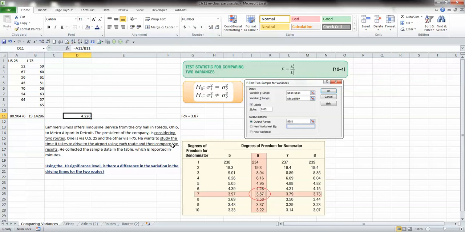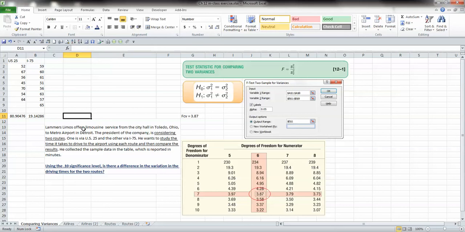So we took our sample, we got our sample data, we did our sample test statistic, and now we ask how likely was it that we got what we got. And if it's very unlikely, we're going to call baloney on the assumption that nothing's going on. The decision is to reject the null hypothesis because the computed F test statistic of 4.226 is greater than the F critical value of 3.87. And we conclude that there is a difference in the variation of the travel times along the two routes.